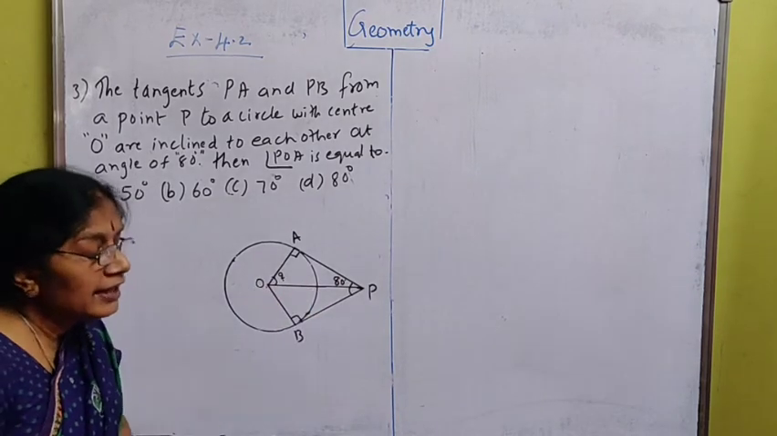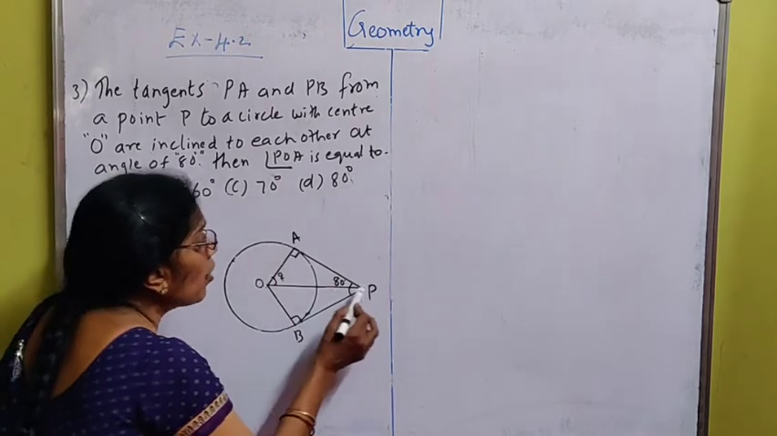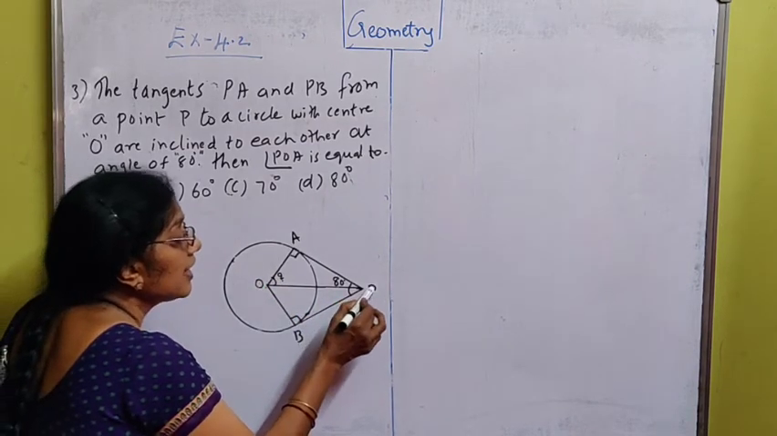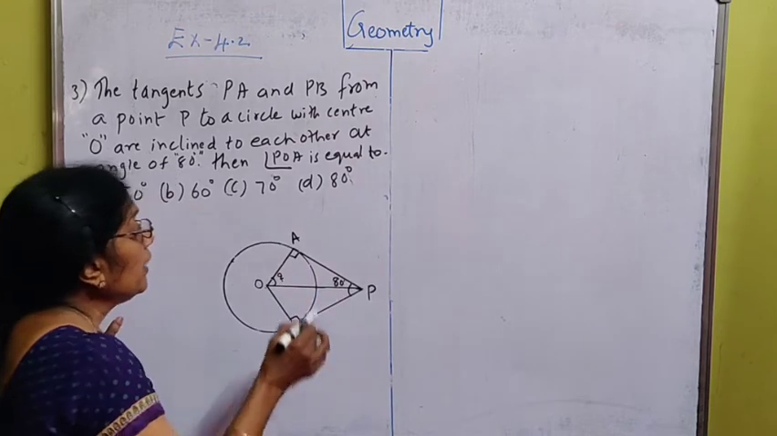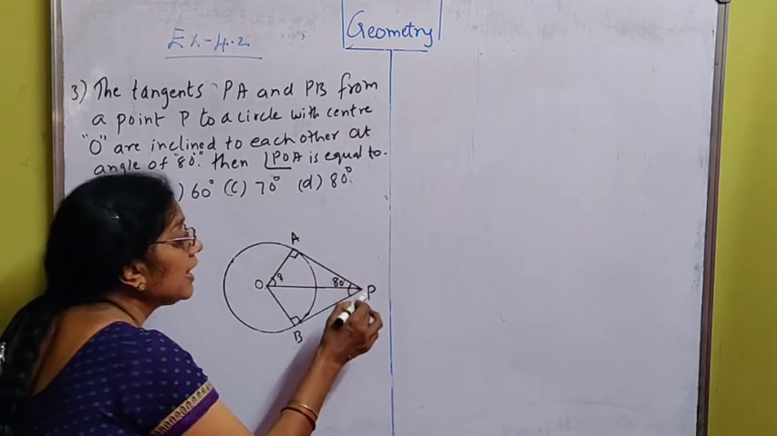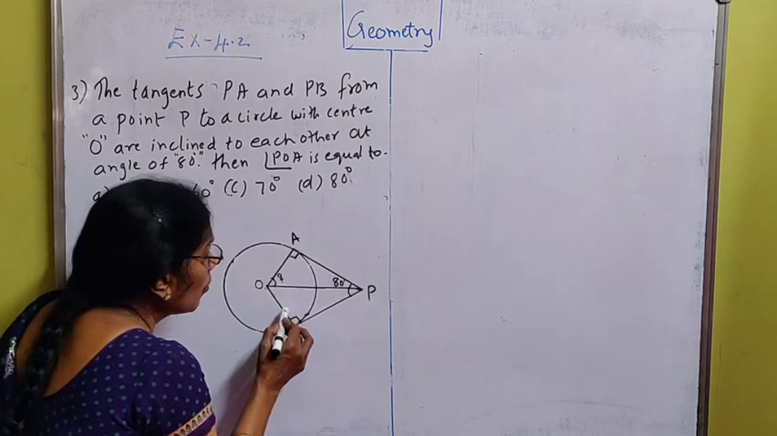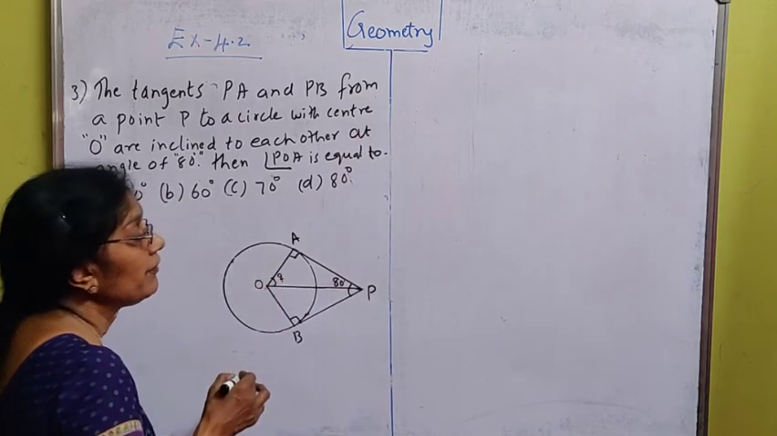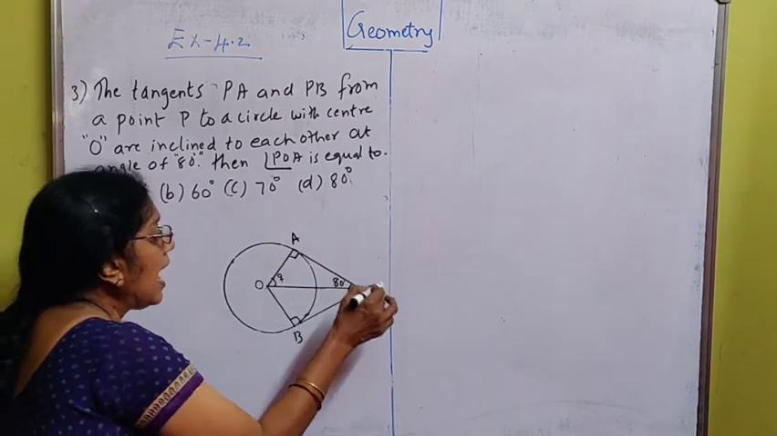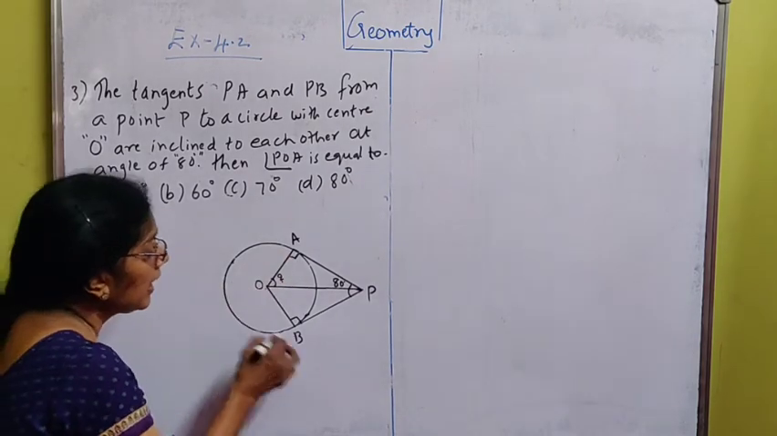When I was explaining theorem number 4.2 in the notes, I told you that OP, the line that is the distance between the center and the external point, will bisect angle O and also bisect angle P. So if we know how much the whole angle O is, then part of angle O can be found, because half of angle AOB will become angle POA. So we want to find out what angle AOB is.